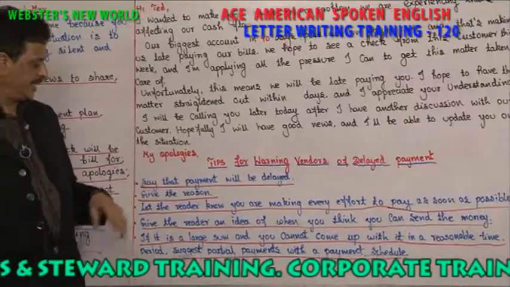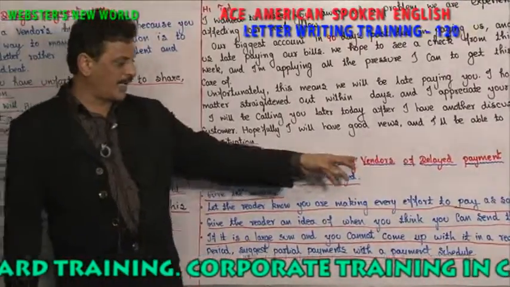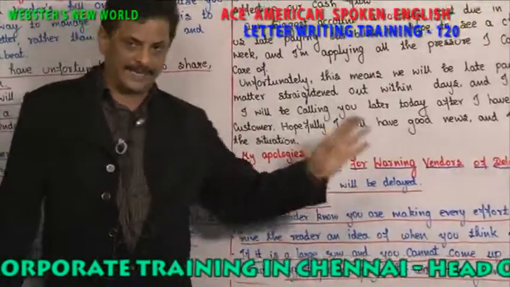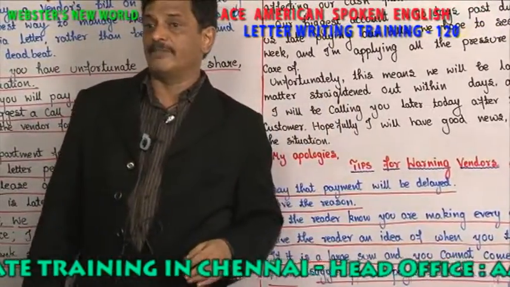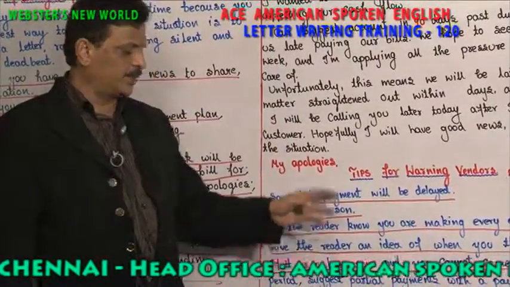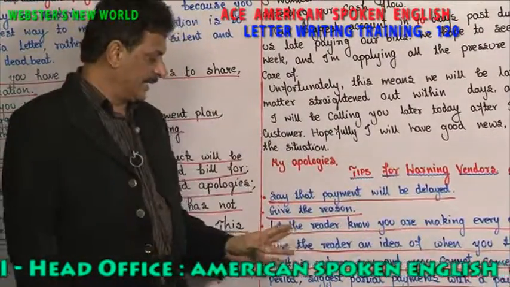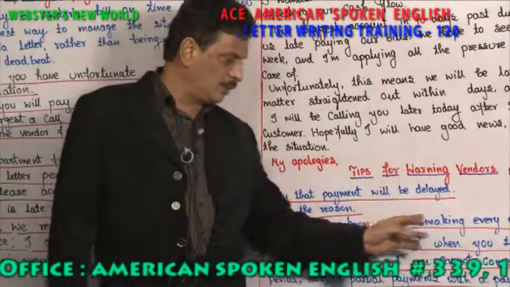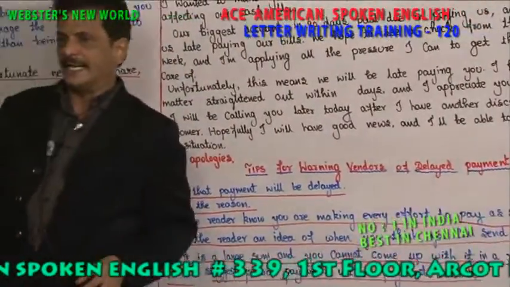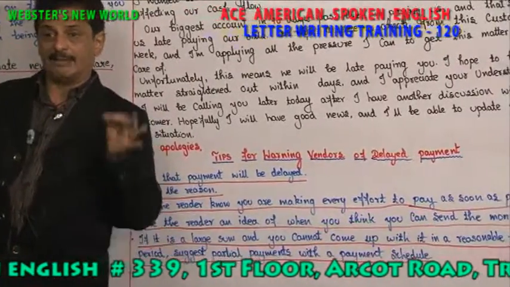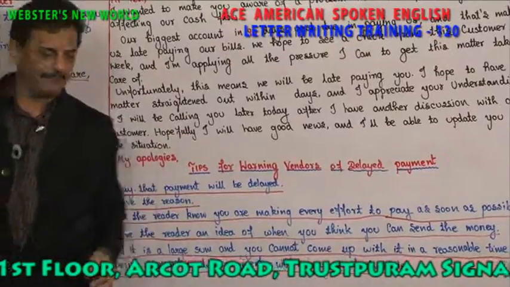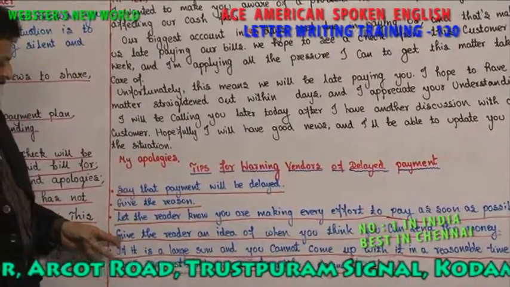So my apologies. Now, the tips for warning vendors of delayed payments. How do you write? Say that payment will be delayed. Say to the vendor, the seller, that you are going to pay late. Give the reason. You have to give the reason. Let the reader know you are making every effort to pay as soon as possible. The reader, the seller, the loan giver, should understand that you are sincerely trying your level best to pay him the money. That you have to write in the letter.